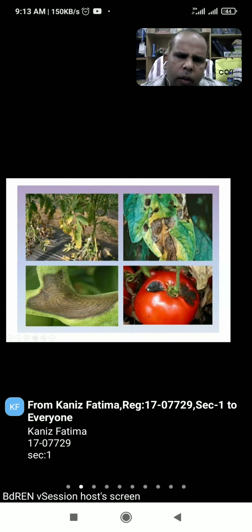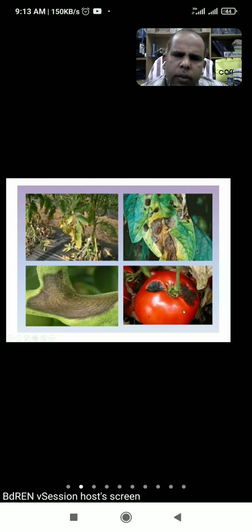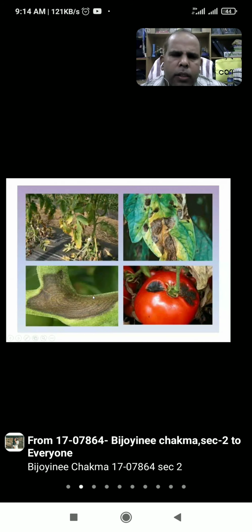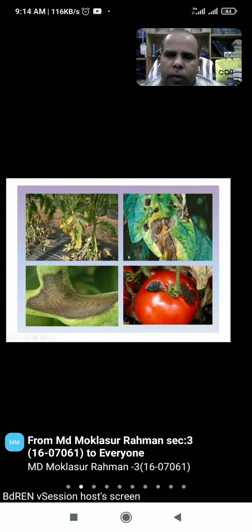And one thing I would like to mention here is that Alternaria basically attacks the surface layer of the leaf, or the surface layer of the stem, or the surface layer of the fruits. That is why, if we scrape the disease area, we can observe the pathogenic structure of Alternaria.